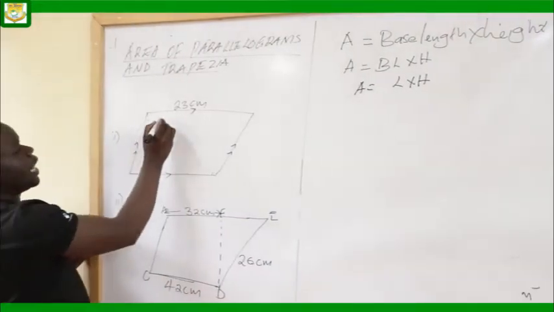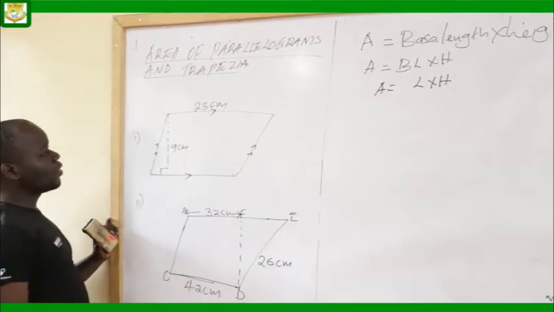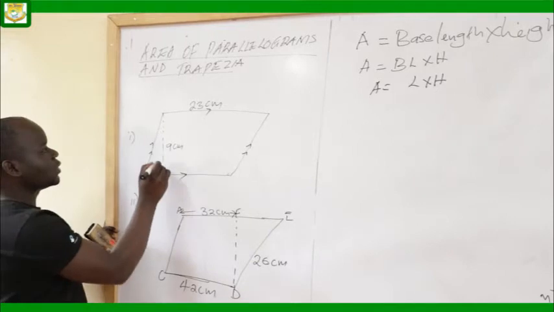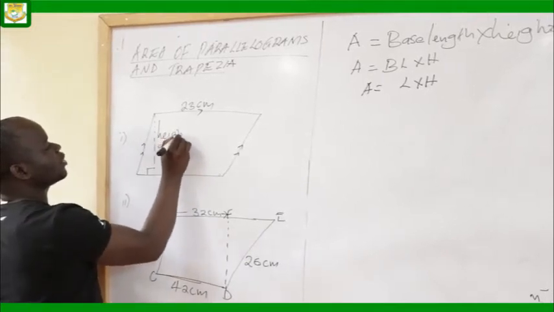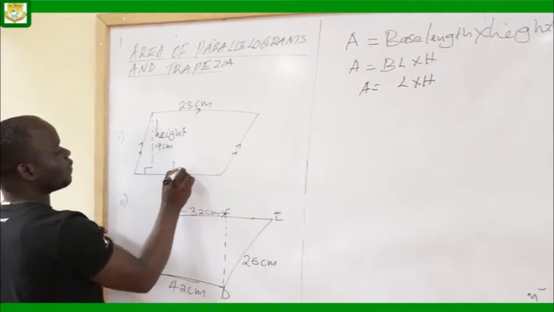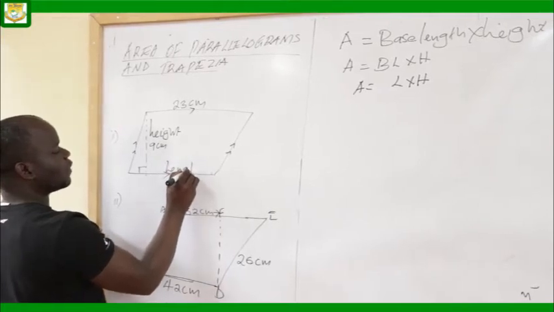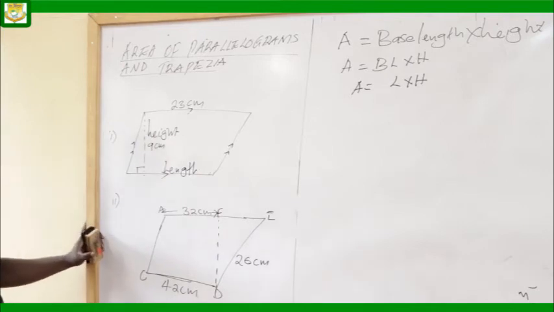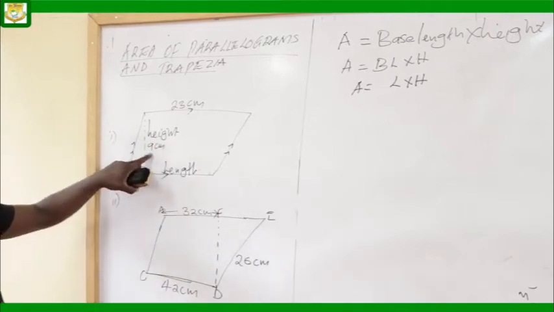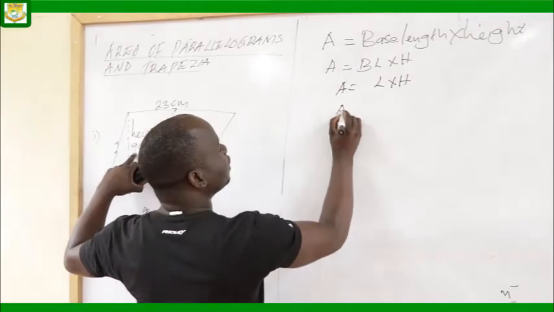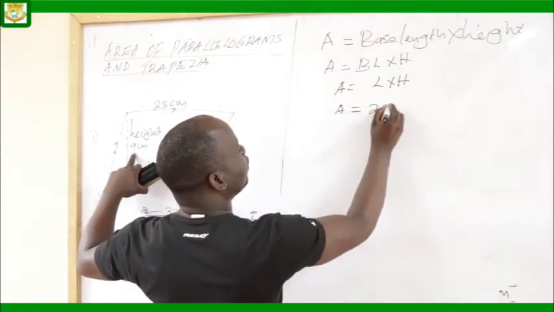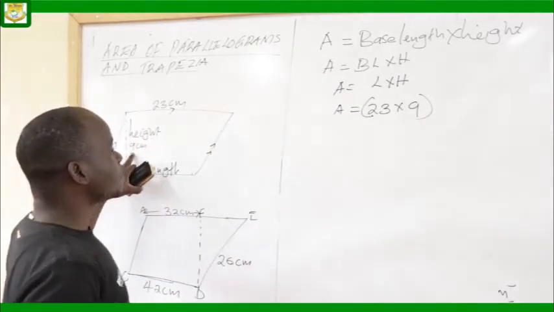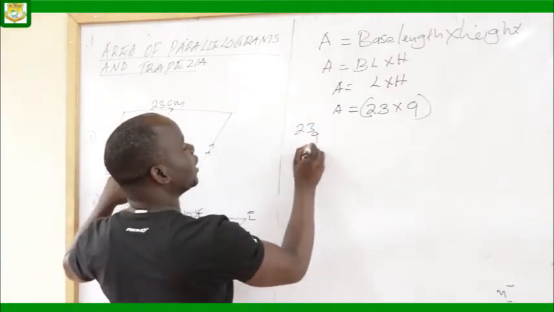Now, we have example number one here. We have length 23, which is our length, and then we have this dotted line given as our height. So this one is height, and this one is length. Remember, this line and this line are equal. So our length is 23 and our height is 9. Therefore, area of that figure is given by 23 times 9.